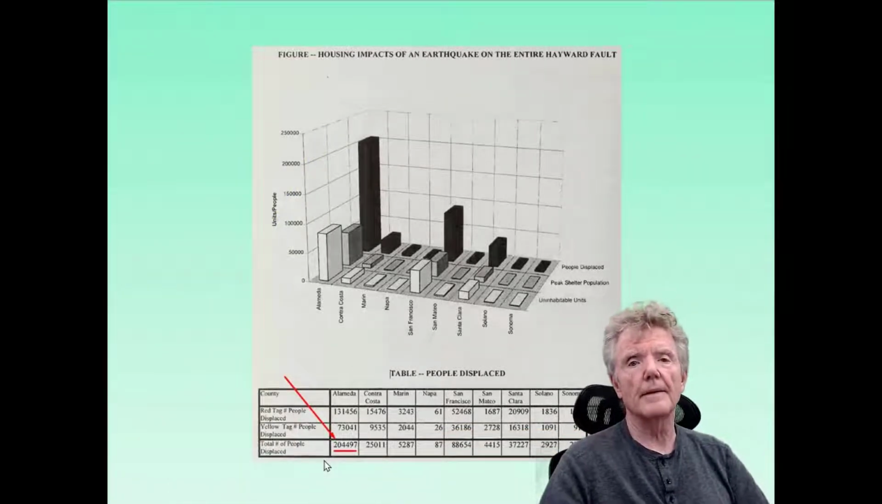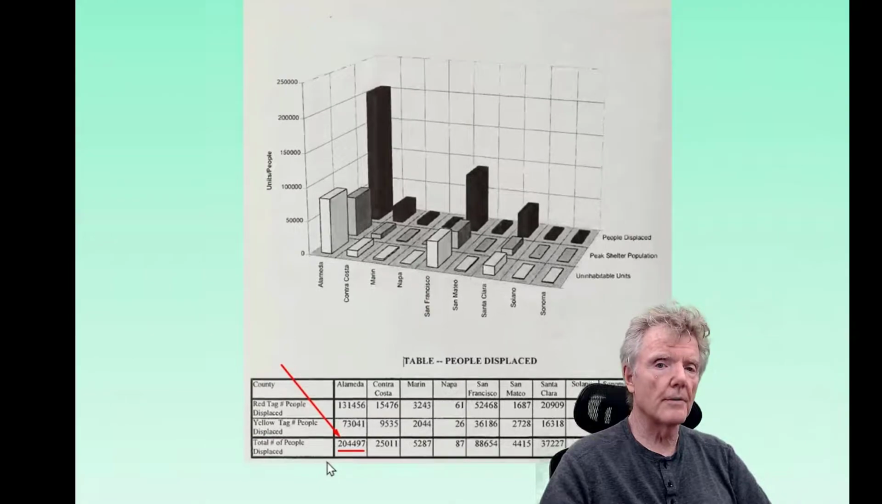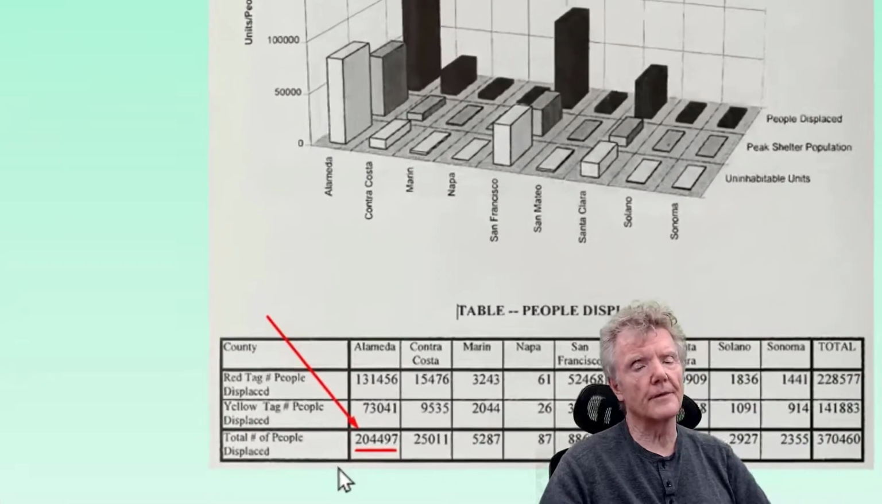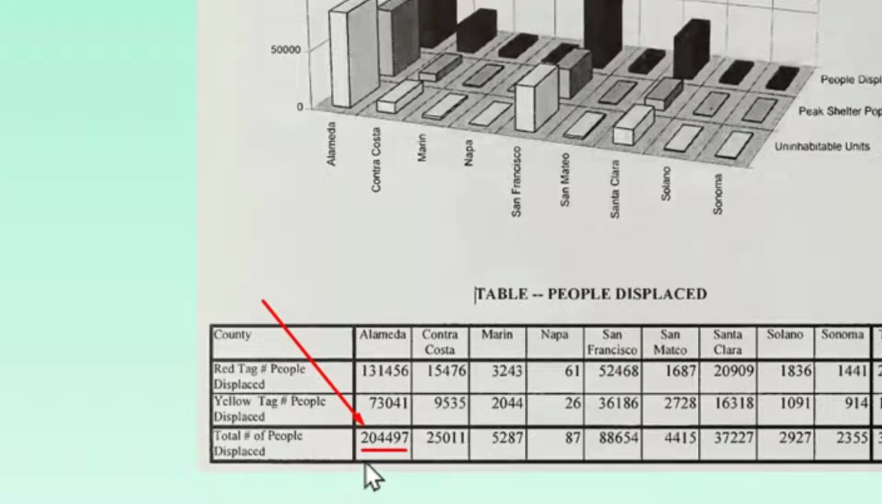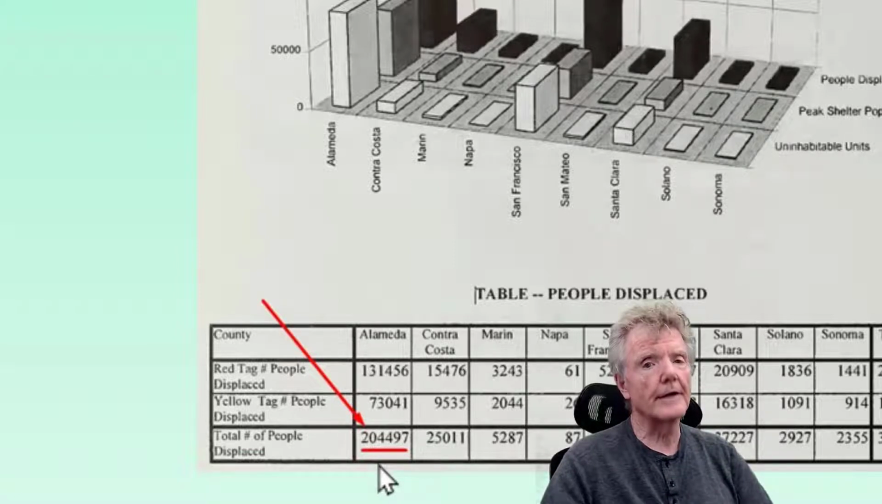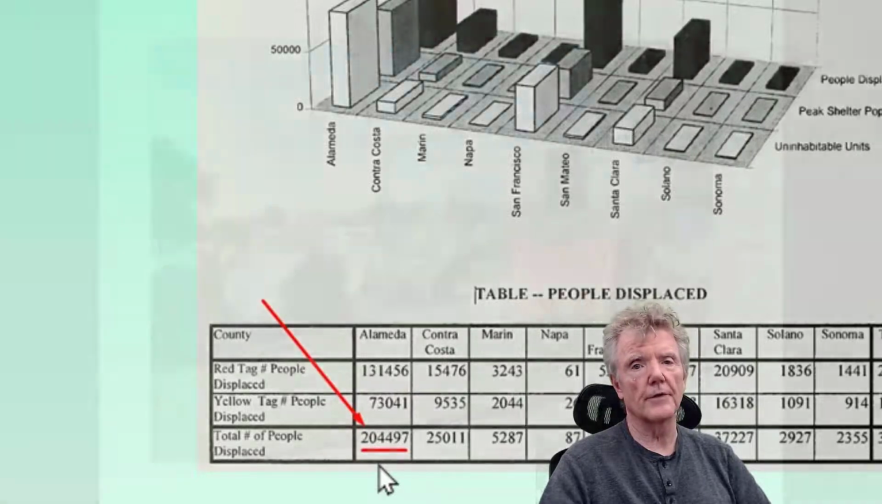At the same time, I'm sure as apartment owners, you're concerned about the people who live in your homes. And 204,497 people, and those include the people who live in your buildings, are going to be displaced. And this could all be prevented by a good seismic retrofit.